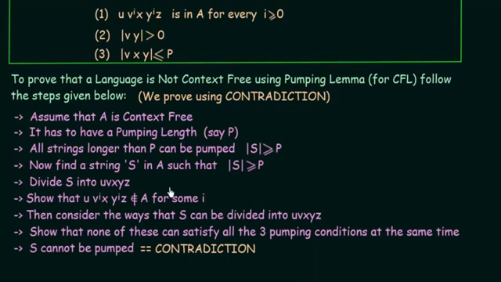We don't know what the language is right now, but when you have the example, you will know some rules that have to be followed for the language. So once you divide it in this way and raise it to these powers, you have to show that it does not belong to this language A. After that, consider the ways that S can be divided into u, v, x, y and z. There are many ways in which you can divide it into these 5 parts. So consider all the ways in which you can divide the string S into these 5 parts, and after you find them out, show that none of these can satisfy all the 3 pumping conditions at the same time.